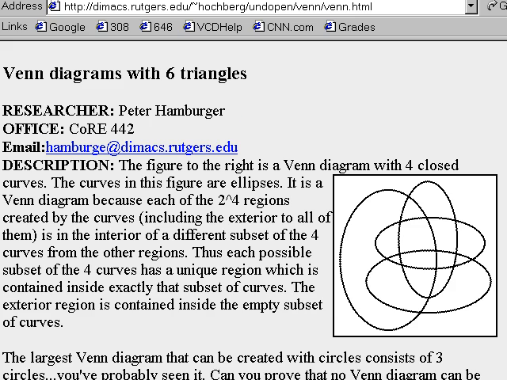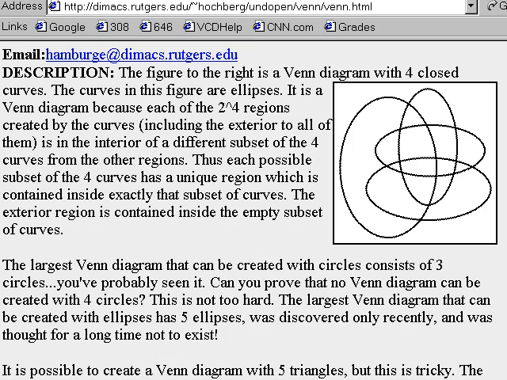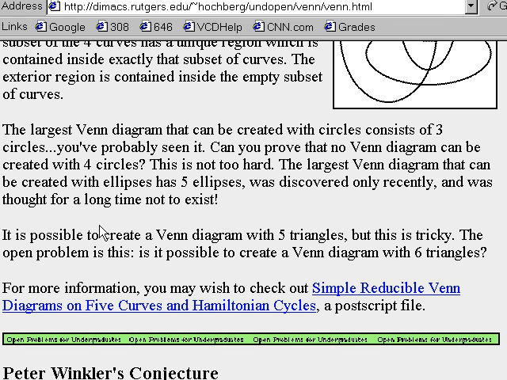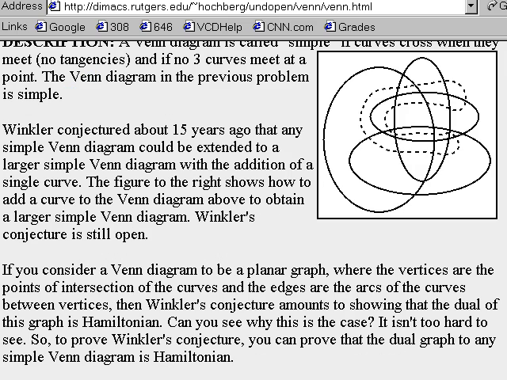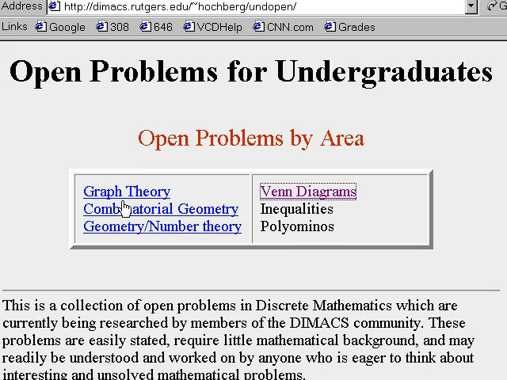This is a Venn diagram with 4 closed curve ellipses, and then they have a statement here. It's possible to create a Venn diagram with 5 triangles, but it's very tricky. Open problem is, can you create a Venn diagram with 6 triangles? The largest Venn diagram that can be created with ellipses has 5 ellipses, one discovered only recently. And then they actually have some other open conjectures on Venn diagrams.